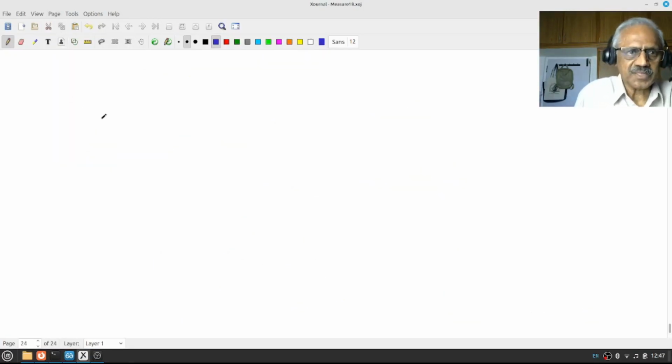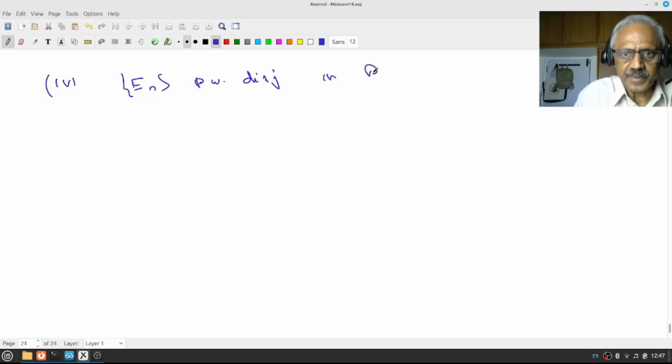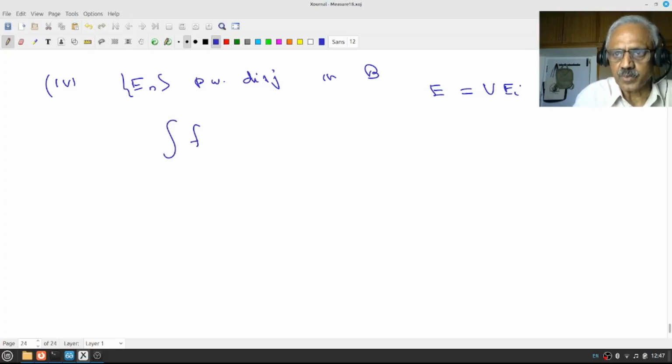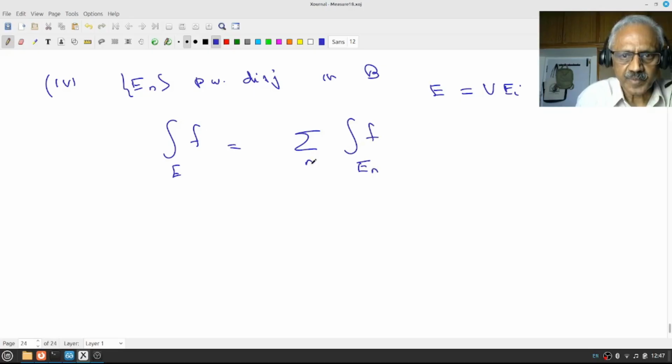Now let's prove the last result. The last result is: E_n is a pairwise disjoint family in B and E is the union of E_n. Then, if f is a simple function, we want to prove that the integral of f over E is the summation of the integrals of f over E_n. Remember, as I said, these are all understood.